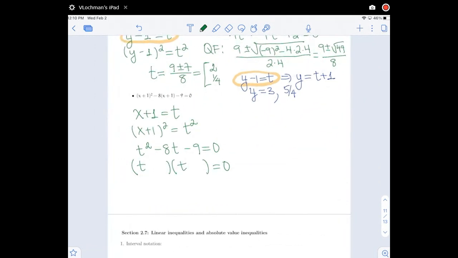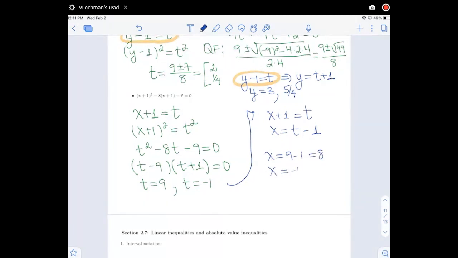Yeah. Okay. -9 and 1. Very nice. So t minus 9 times t plus 1, that's my factorization. So from here, t is equal to 9 or -1. And we go back to our original substitution, right? x plus 1 is equal to t. So x is equal to t minus 1. So x is 9 minus 1, which is 8, or x is equal to -1 minus 1, which is -2.